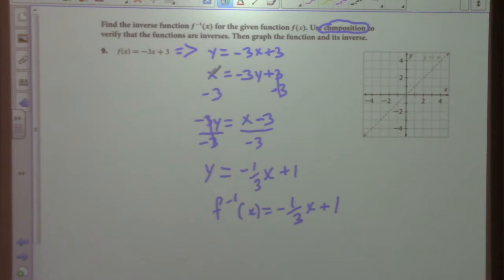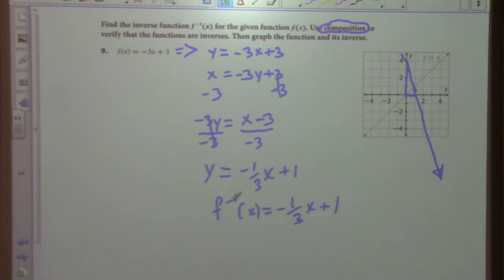And then, so you can go ahead and graph these, and I'm going to graph this first one up here. So where do we start? 3, right? And then we have a slope of negative 3, so that's down 3 over 1. So the thing's going to look something like this. Okay, that's about as good as I can do it.